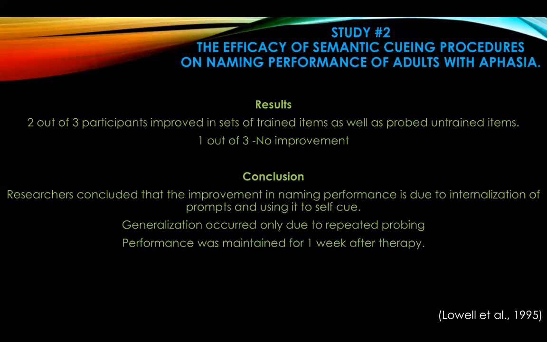2 out of 3 participants improved in sets of trained items as well as probed untrained items. Performance was maintained for 1 week after therapy. It was concluded that the improvement in naming performance was due to the participant internalizing prompts and using them to self-cue. They also found that generalization occurred only due to repeated probing.